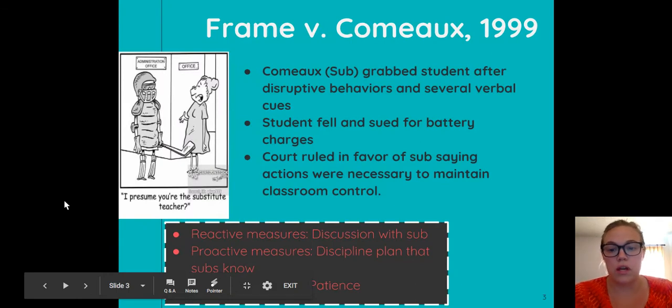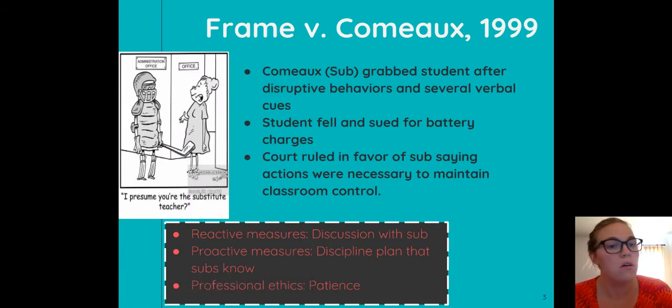Okay, so now we have the court cases. The first one was Frame and Comeau in 1999. The sub grabbed a student after being disruptive while they were taking a spelling test. The student fell once the sub had grabbed them, and they sued for battery because of unwanted touch. The court ruled in favor of the sub, saying actions were necessary to maintain classroom control, and also the student had almost chested up to him. So in regards to his personal safety, that was what had happened.